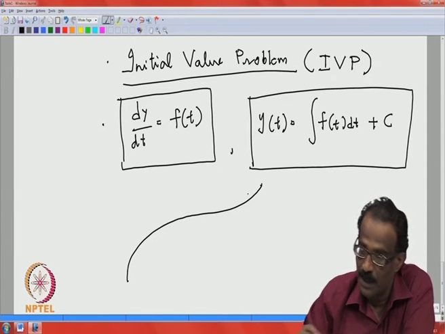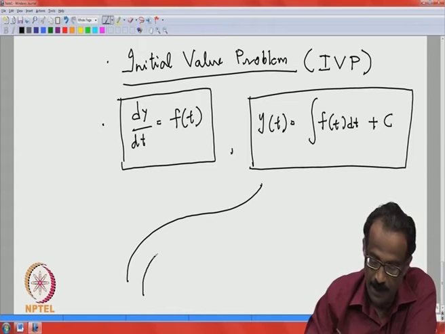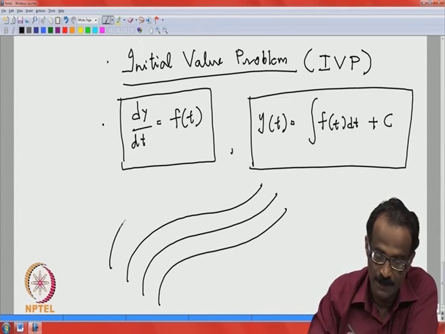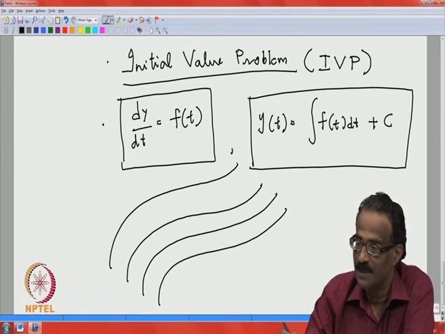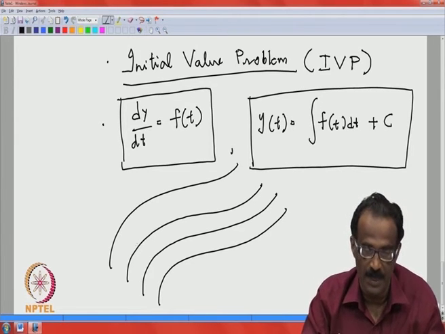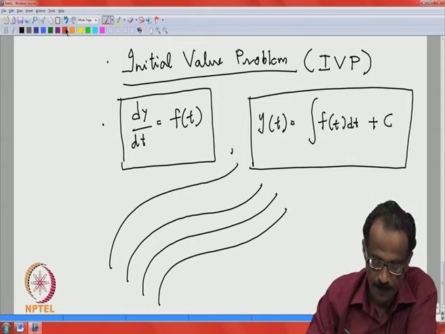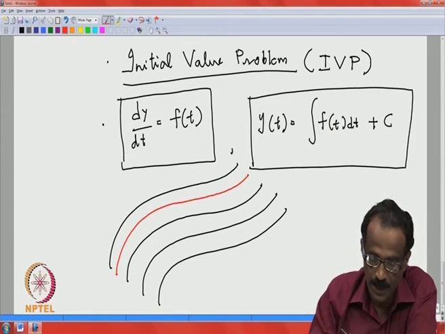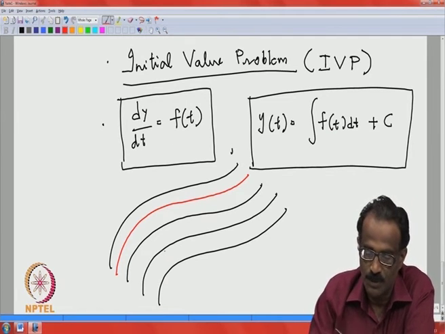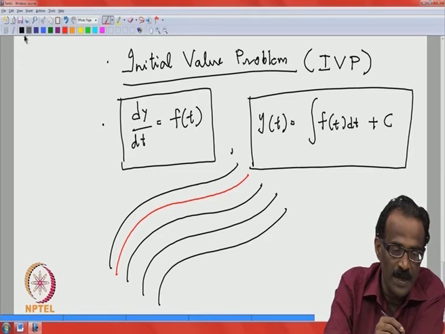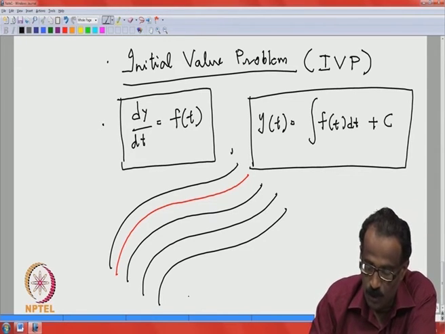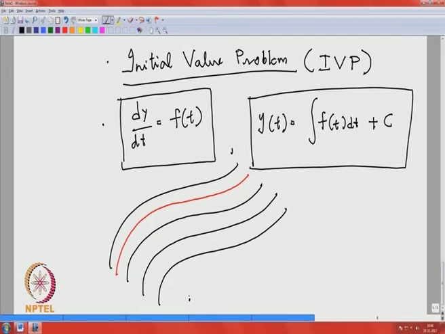So, there will be many trajectories to this solution. If you have one trajectory, then you can add a constant to that trajectory and you can get many solutions. So, if you want to find a particular solution going from here, that is a very natural physical problem.